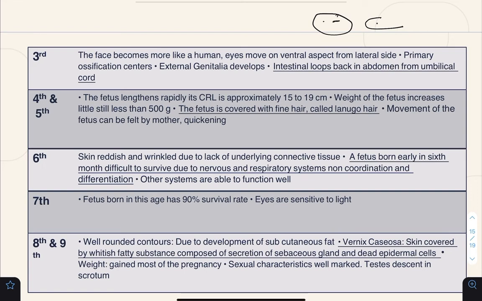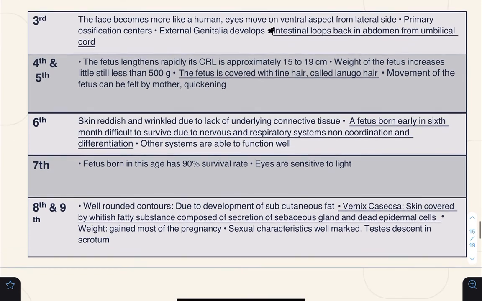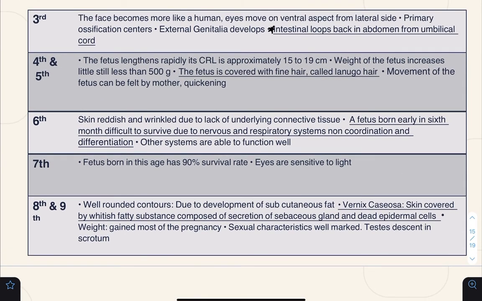Primary ossification centers start to form. The bones are going to become more solid, stronger. External genitalia will develop, and the intestinal loops back in the abdomen form the umbilical cord, زي ما شرحنا بالبداية. During the 4th and 5th month, the fetus is going to grow بشكل مرة ملحوظ, and it's going to start to develop lanugo hair. The movement of the fetus can be felt by the mother.